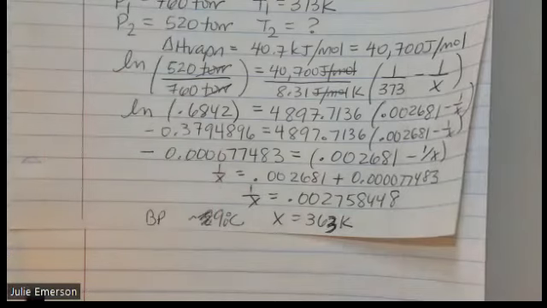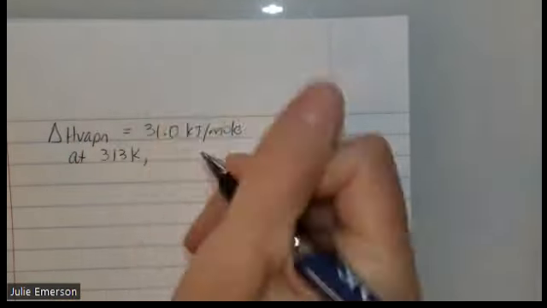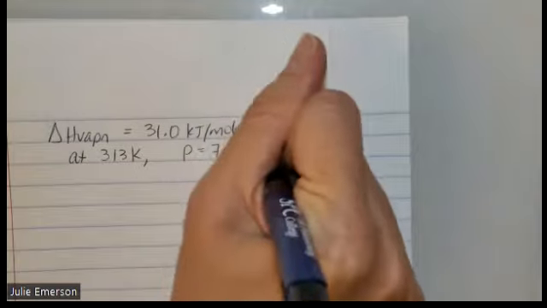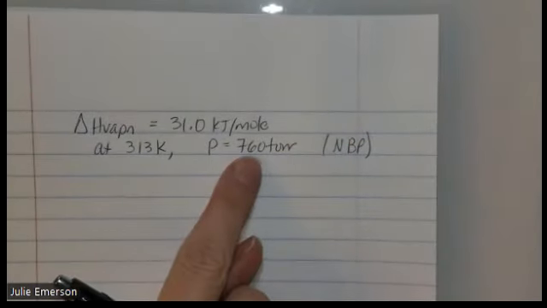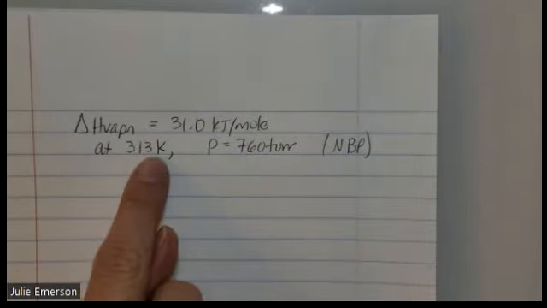Okay, so here's a different question. All right, so I'll move this to the next page. So we have a compound where the heat of vaporization is 31.0 kilojoules per mole. And at 313 Kelvin, your pressure is 760 torr. All right, so this would be the normal boiling point of whatever this substance was, right? Because we're at a pressure of standard pressure. So that temperature would be the normal boiling point.